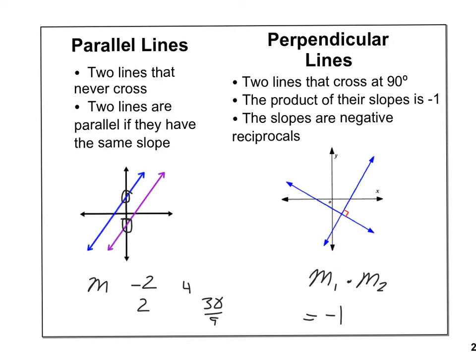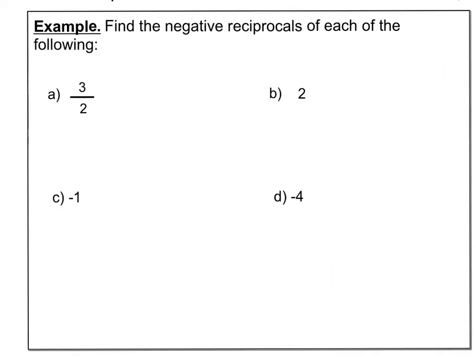Another way of saying that is negative reciprocal. So the slopes are negative reciprocals of one another. That's a very important piece of terminology. What it basically just means is that the product is -1. To start off, we're going to practice by finding the negative reciprocal of each of the following.